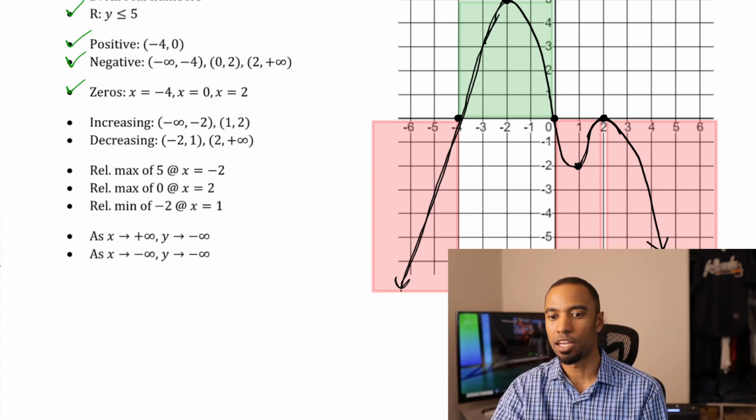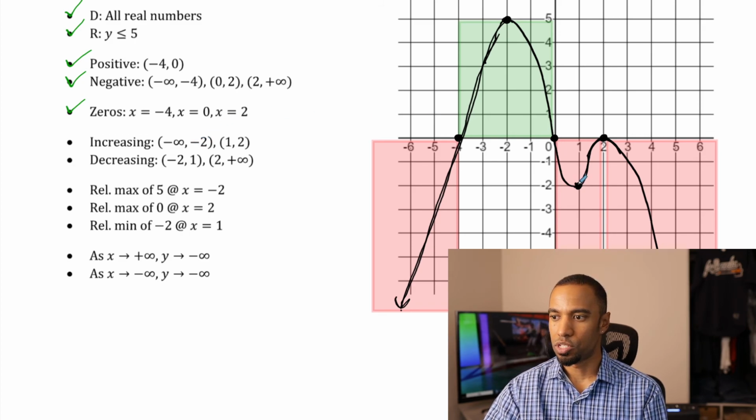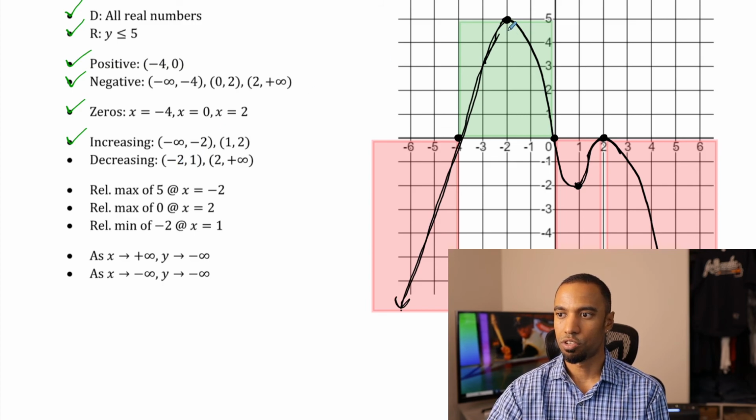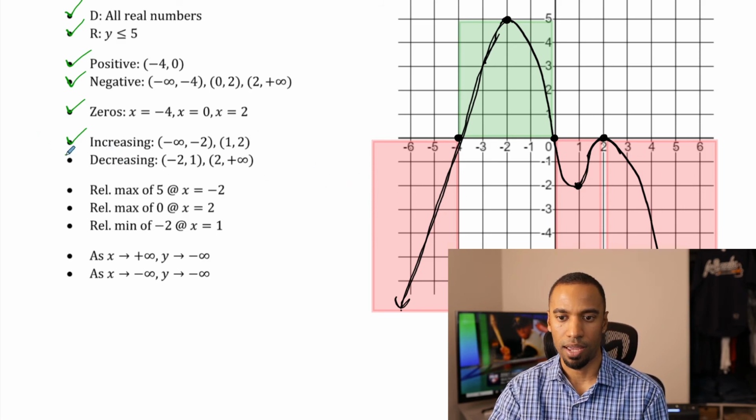It increases. This is how we drew the graph. It increases from -infinity to -2, and it stops increasing there. And it also increases from 1 to 2 on x. It does right there. Okay. It decreases from -2 to 1, and it decreases from 2 to infinity. It goes forever, right? So check.